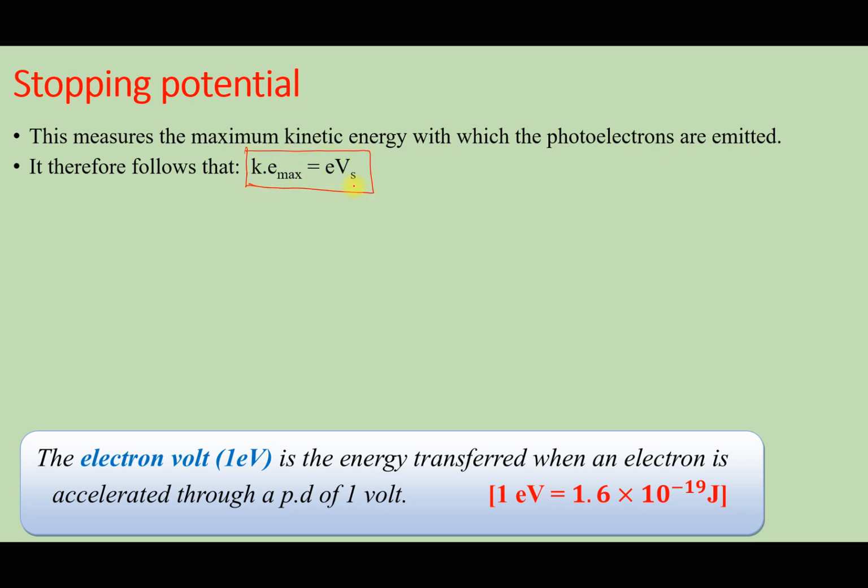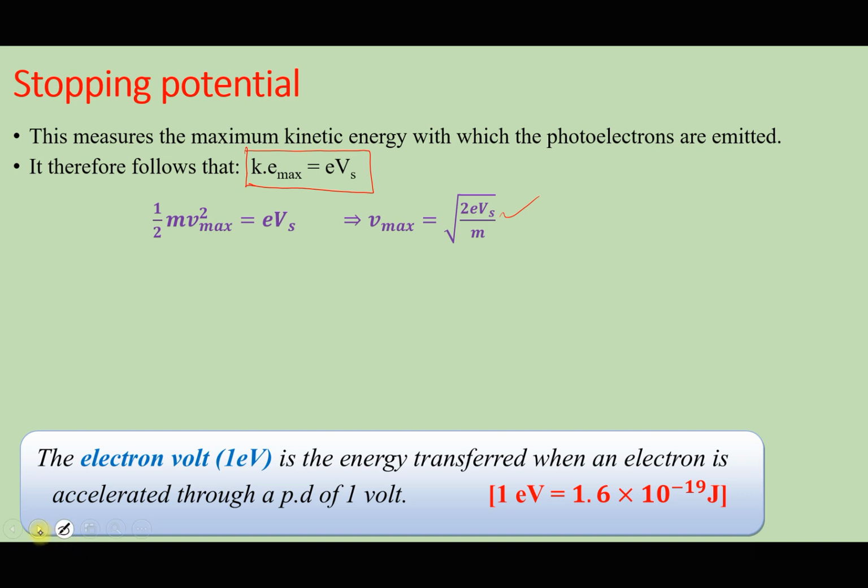It therefore follows that the maximum kinetic energy of electrons is equal to eVs, where Vs is the stopping potential, and this means that I have 1/2 m v squared max equals eVs, where v max is the maximum speed of the electrons. So if we want to determine the maximum speed an electron can have, then we just make vmax the subject, and this is what we obtain.